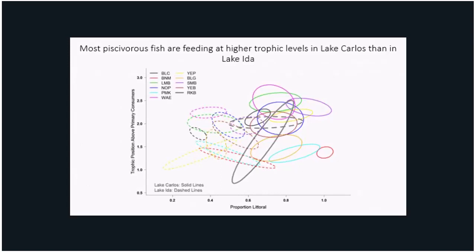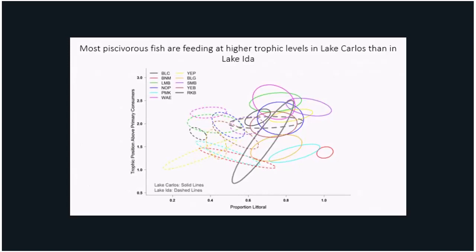So this is the results of the standard ellipse area that I'm going to take just a couple seconds to explain so you can orient yourself on this image. This image is a really great way to visualize what's going on in the food web. On the left axis, the vertical axis, we have trophic position above primary consumers. So the higher you are along that axis, the higher you are in the food chain.